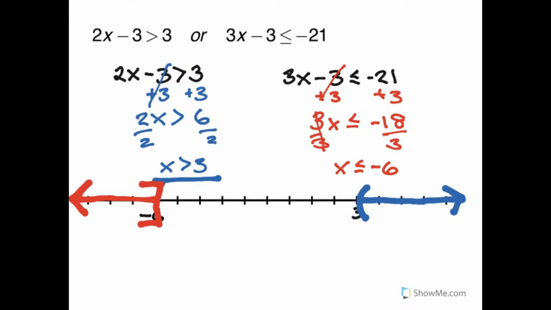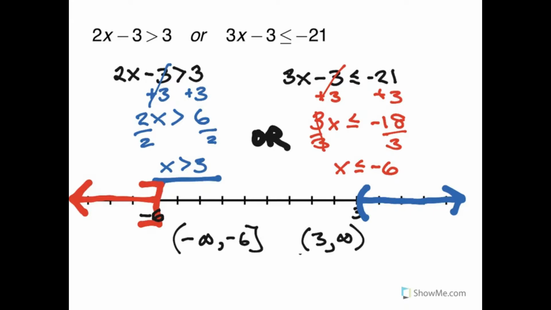Let's also write it in interval notation. Remember, since it's an OR problem, any part of the number line that's shaded is included in the solution. That's the interval from minus infinity to negative 6, and the interval from 3 to infinity. OR is a union of those intervals. So there's the result in interval notation and graphed on the number line.